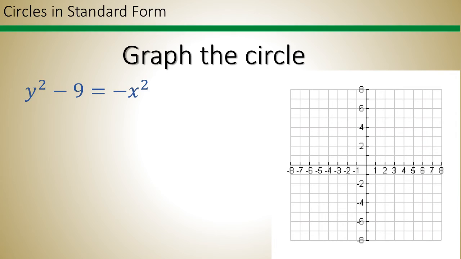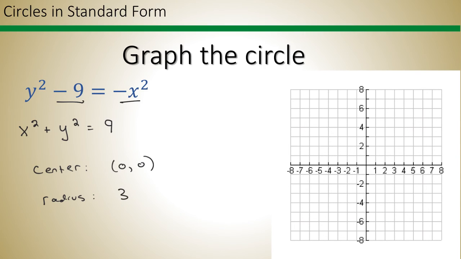So first thing here, we want this in standard form. Standard form means I have x squared first, y squared second, and then a number on the right side. So this x squared right here needs to move to the left side. So it's going to be x squared plus y squared. This -9 needs to move to the other side as well, so that's going to be 9 on the right side. So the center of this is the point 0, 0, because nothing is being added to x and nothing is being added to y. The radius is 3, because the square root of 9 is 3.